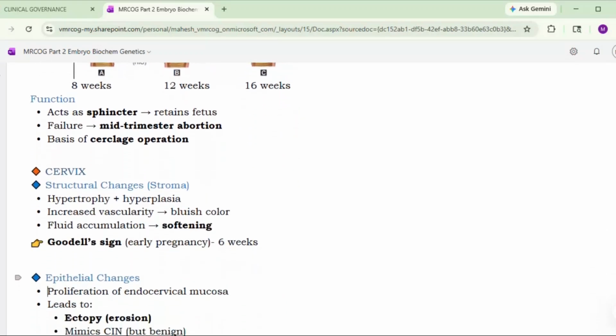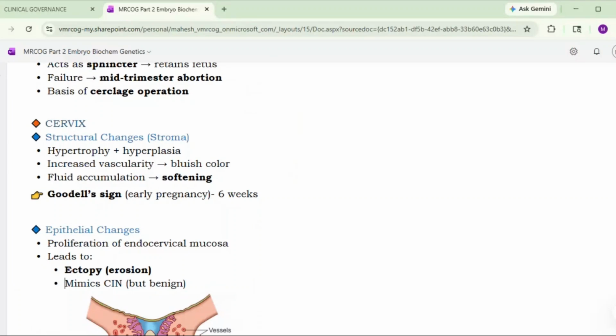Now let's talk about the cervix. The cervix also shows structural changes. There is a hypertrophy and hyperplasia, increased vascularity that shows the bluish color, and there is fluid accumulation causing softening of the cervix, and that is the Goodell sign. This appears as early as around 6 weeks. We have seen the Jacquemier sign is in the vagina, that is the bluish discoloration of the vagina, while the Goodell sign is in the cervix, and that is the softening of the cervix because of the accumulation of fluid. As early as 6 weeks, you will get this particular sign.